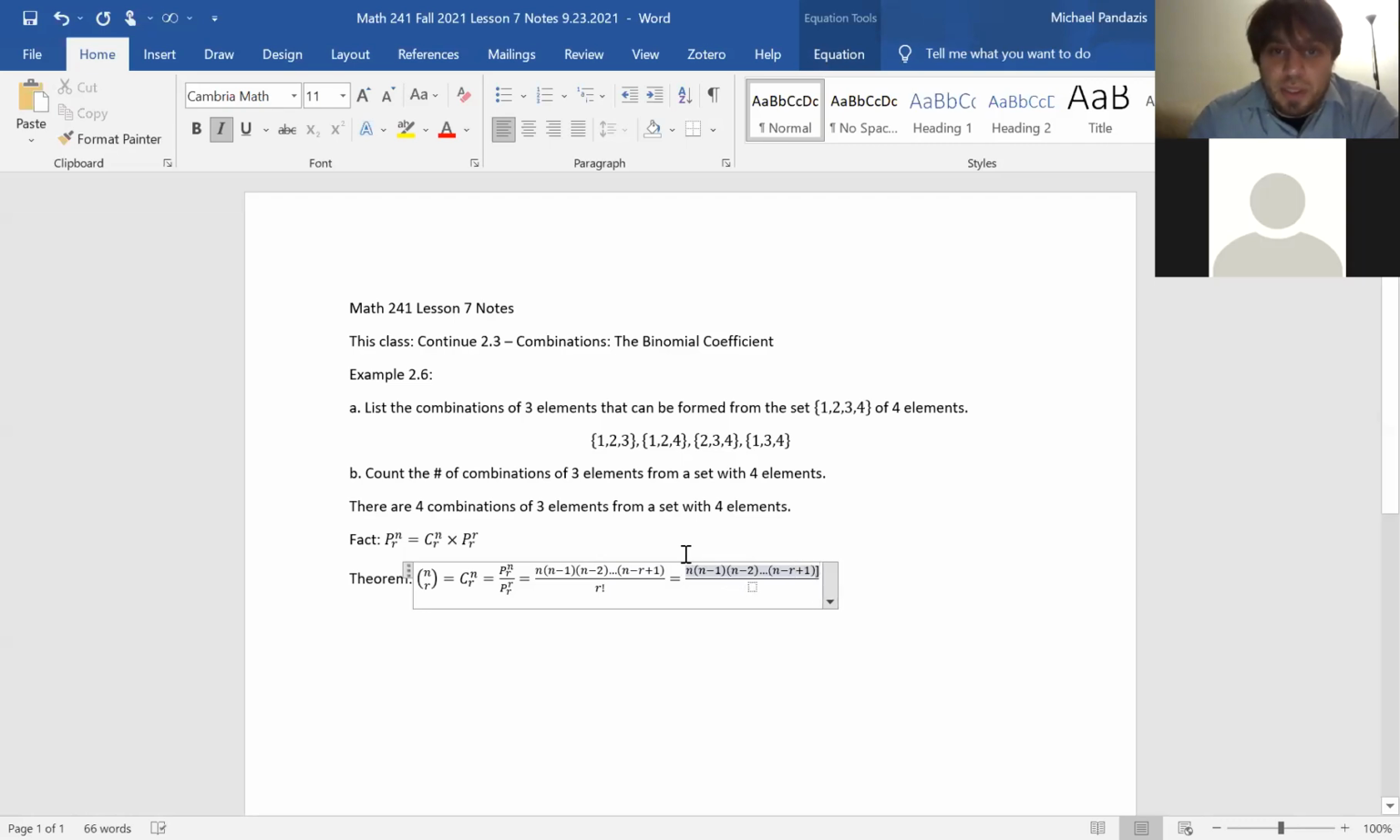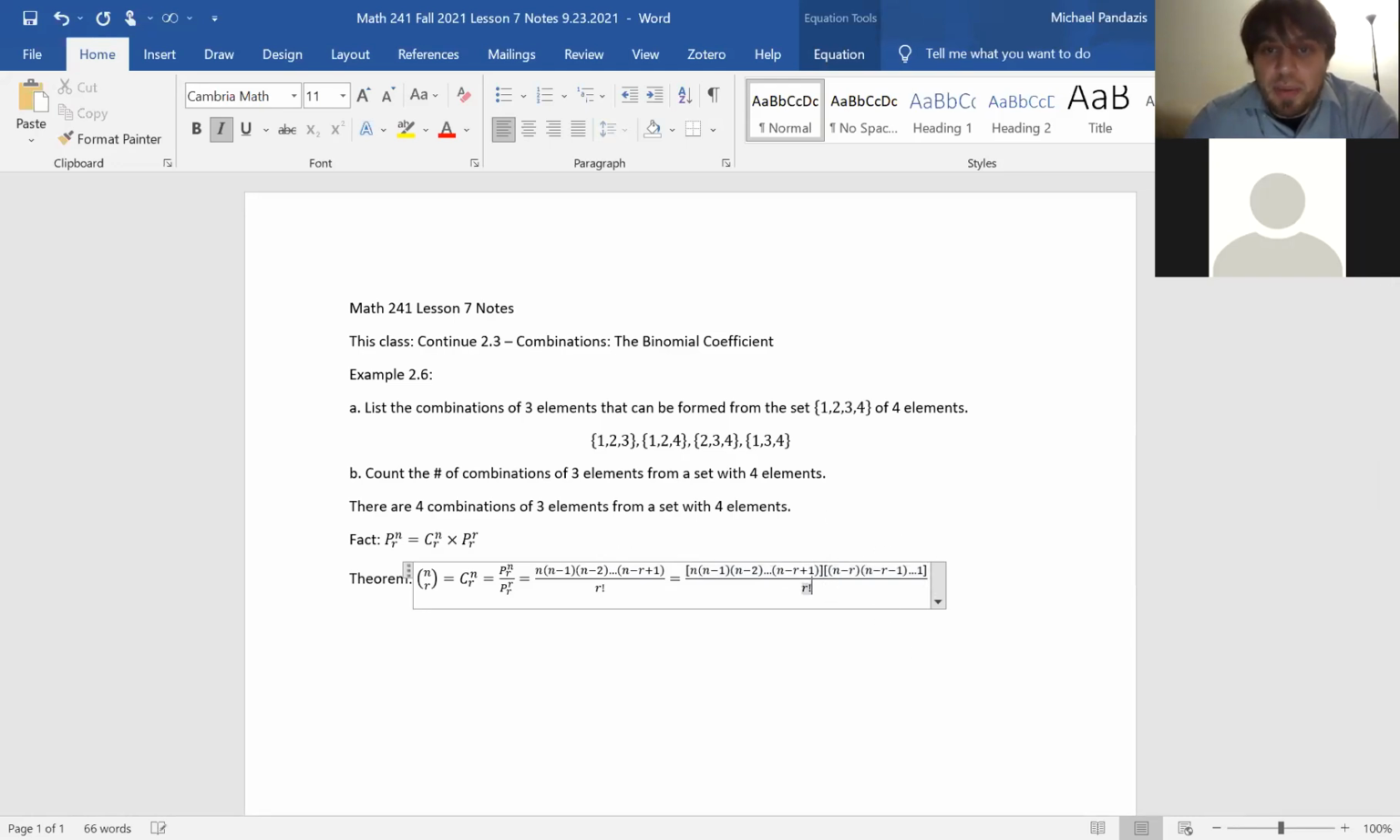But then you take that quantity that we already have, and now multiply it by all the other terms. So N minus R times N minus R minus 1 times ... times 1. And so just continue to multiply everything and get down to 1.